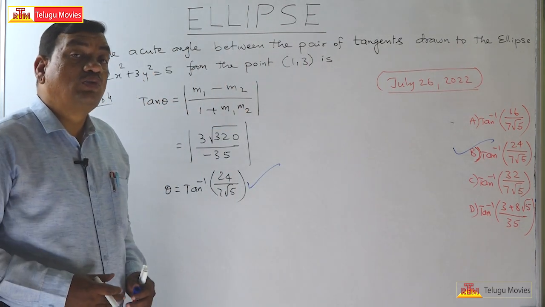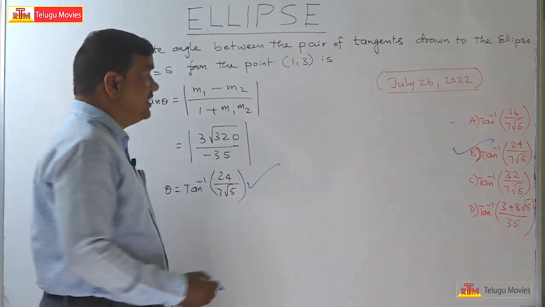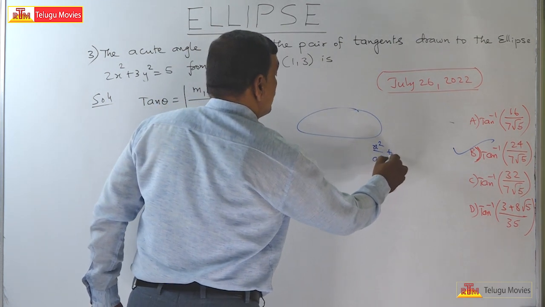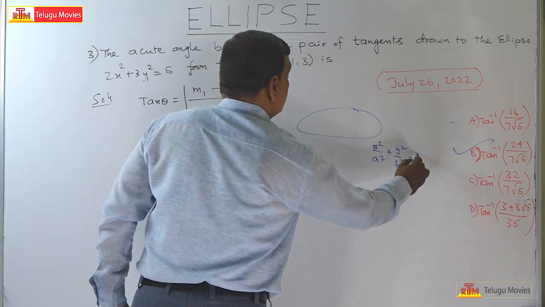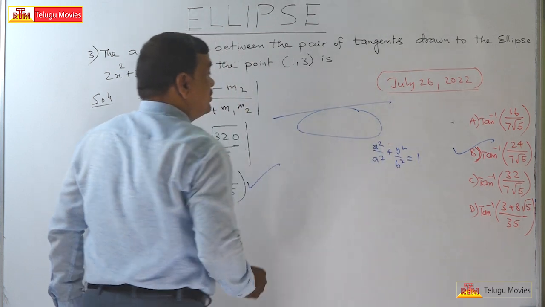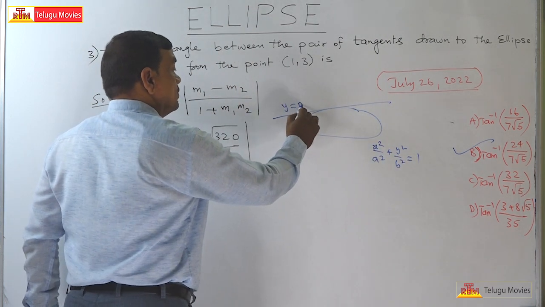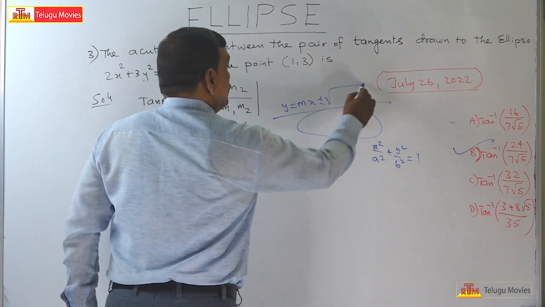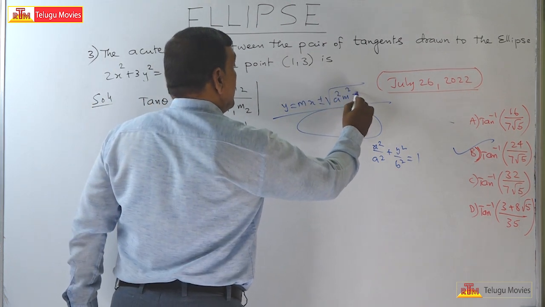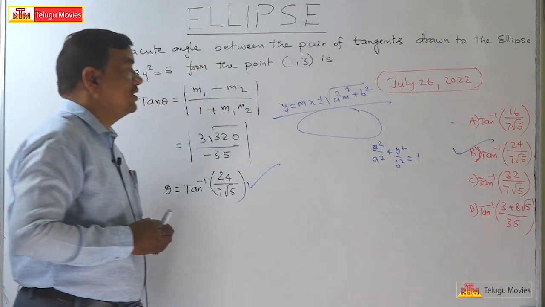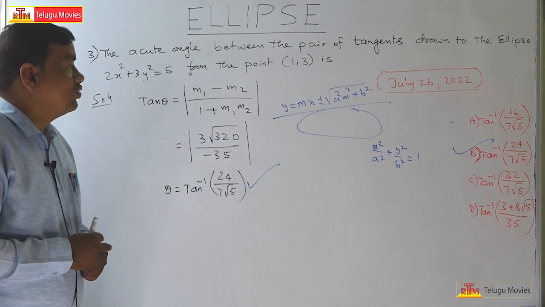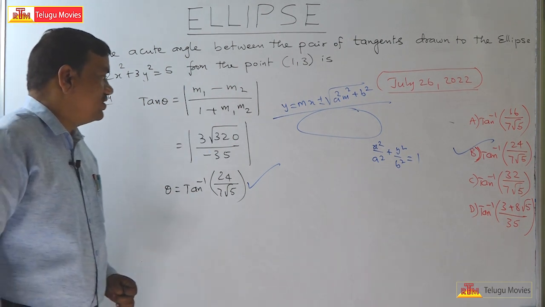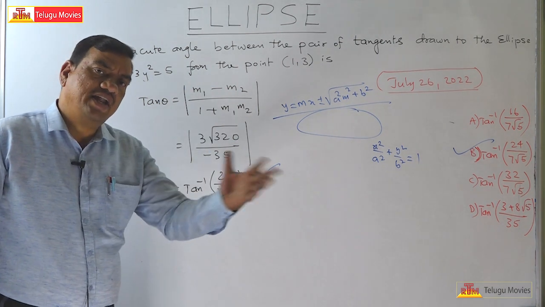So to do this problem, the concept required is, for an ellipse x square by a square plus y square by b square is equal to 1, the equation of the tangent is y is equal to mx plus or minus c, where c is equal to plus or minus root of a square m square plus b square. Okay, I hope that you understand this solution. So let us go for the next problem.